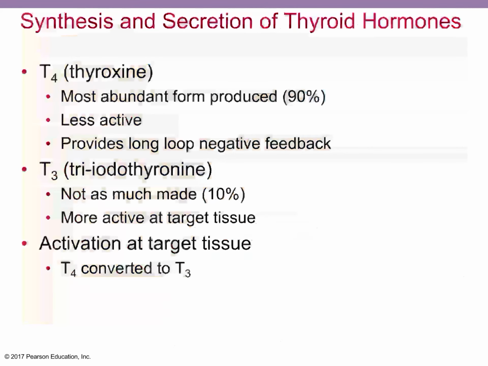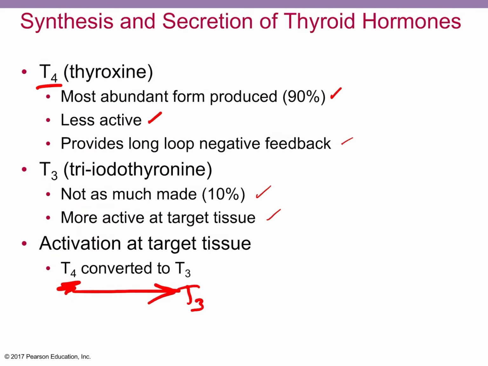All right, so when you talk about T3 and T4, T4 is actually secreted the most. It's the most abundant form, but it's not very active. It's 4 times less active than T3. It does help provide a long loop negative feedback. T3, triiodothyronine, is not made as much. Obviously, it makes up the other 10%, but it is more active at the target tissues. So what tends to happen is that T4 is taken up by target tissues, and then T4 is converted in those tissues to the more active form, T3, and that's called activation. So T4 activation happens in the other tissues of the body.